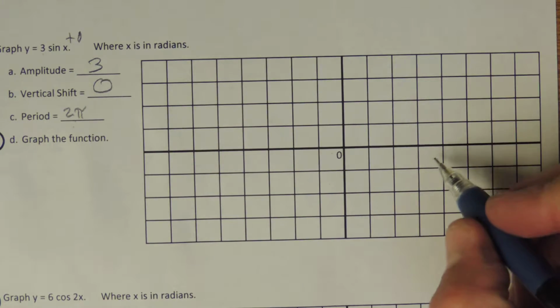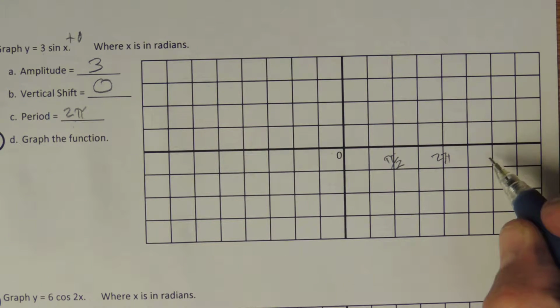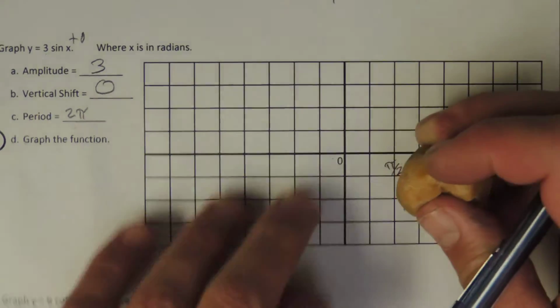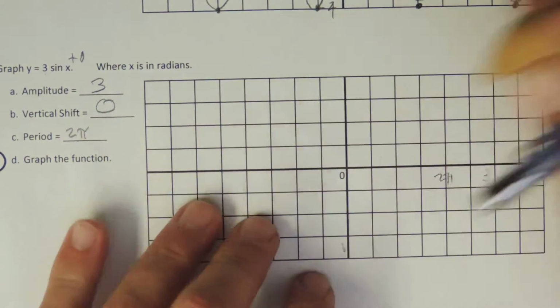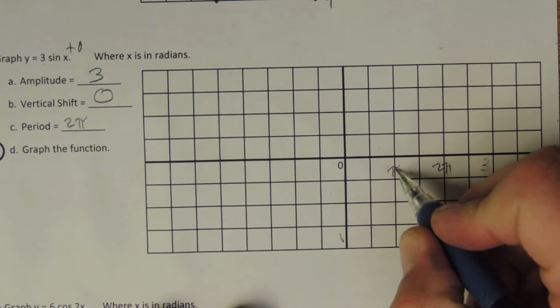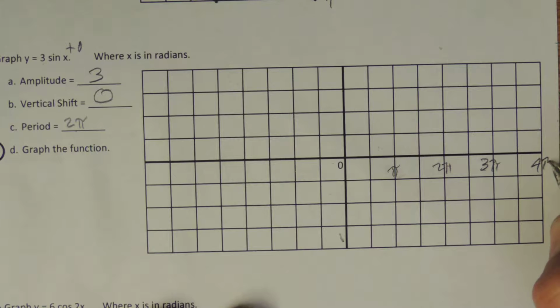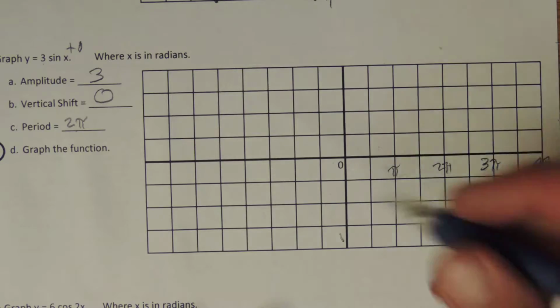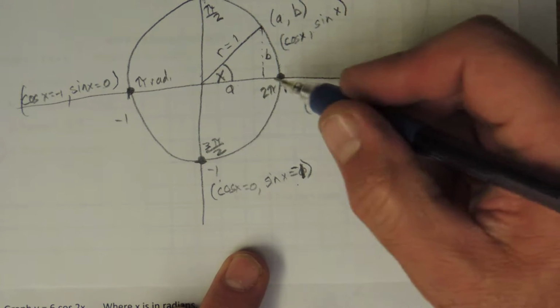2 pi, once again, is my period. Pi over 2. Okay, oh, sorry. Half of 2 pi is pi. This then would be 3 pi and 4 pi. And I'm just going to remember that this is halfway in between. So, once again, since it's sine, I start at 0. On my unit circle, sine starts at 0 when x is 0.